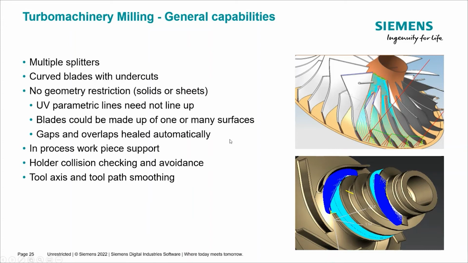You can work with surfaces. And then if it's got gaps or overlaps in your actual geometry, it'll heal them automatically. It does support IPWs, in-process workpiece, and it does do holder collision checking and avoidance. And then it'll do smoothing on your tool paths.